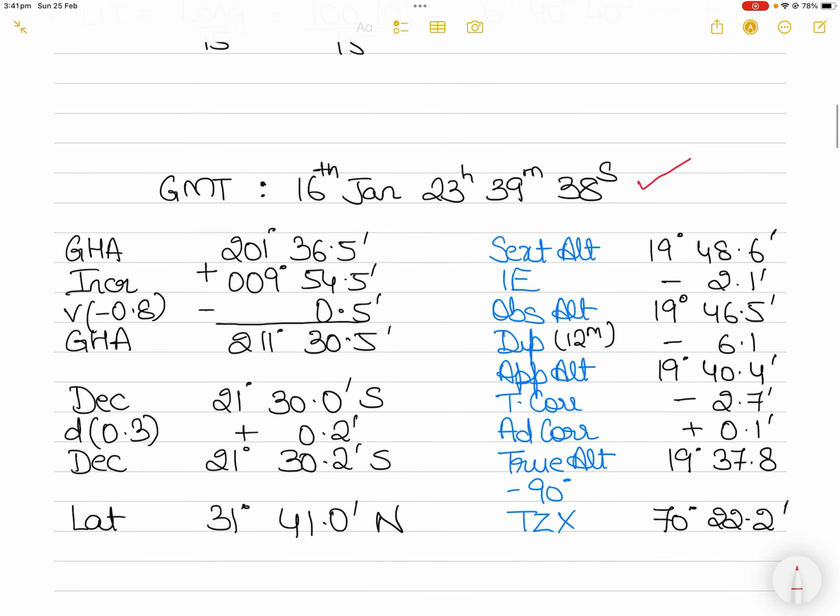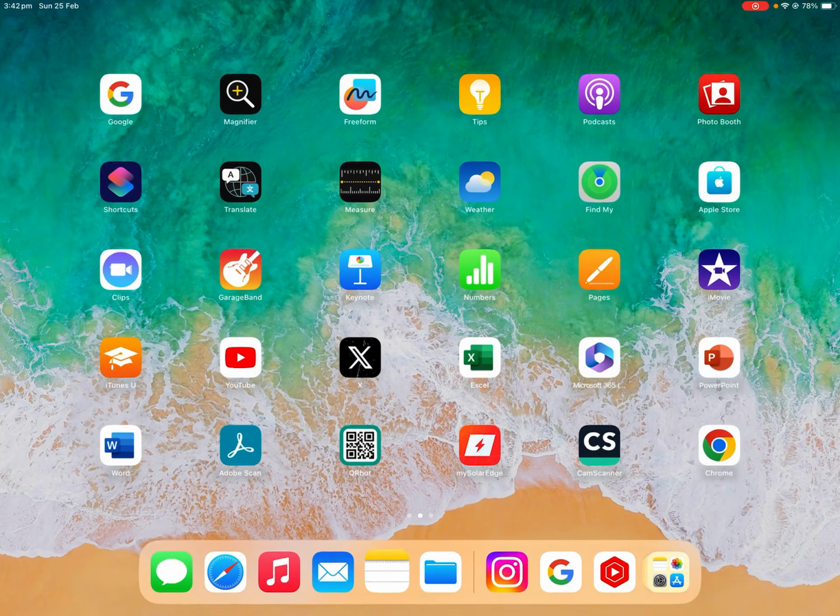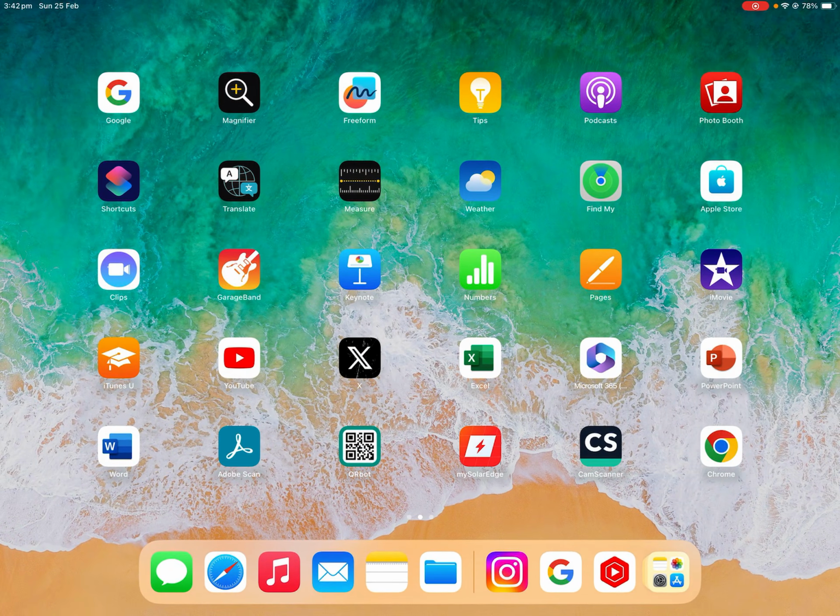All right. Having said that, let's start finding out the values. So let's start with the left hand side first. So we've got GHA increment, V correction. Let us find out how do we find those values out, as well as the declination. So we have to find out the values for 16th of January, 23, 39, 38. So I will go into the almanac and show you how to find the different values at one point of time. Hopefully I don't have to come back and forwards too many times, otherwise it gets a bit boring for you guys who are watching the video at home.